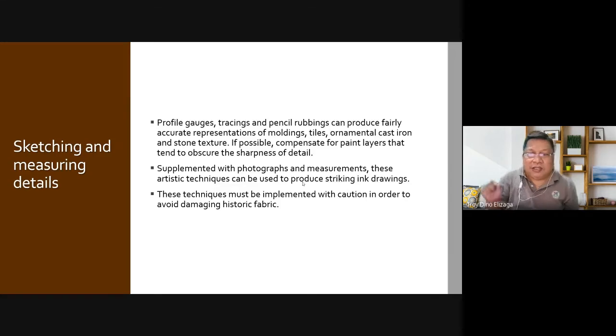So sometimes it's necessary to peel off the paint just to reveal the detail. But you don't peel off for all. It's only some, only portions, because normally the details would repeat. Supplemented with photographs and measurements, these artistic techniques can be used to produce striking ink drawings. And these techniques must be implemented with caution in order to avoid damaging historic fabric.